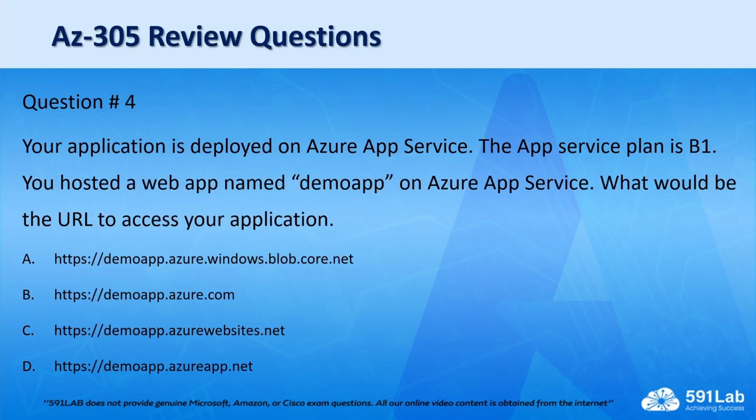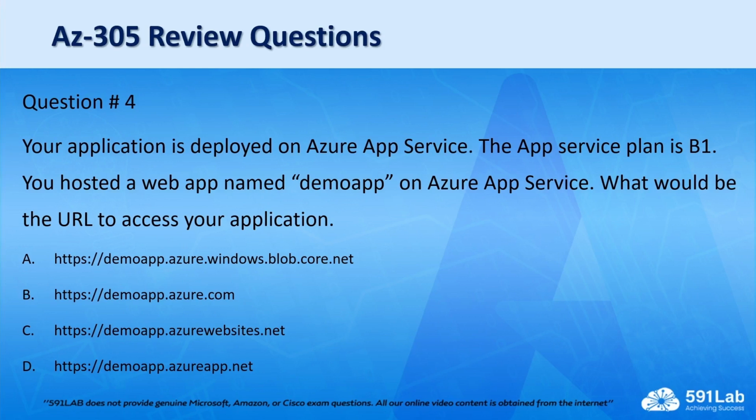Your application is deployed on Azure App Service. The app service plan is B1. You've hosted a web app named Demo App on Azure App Service. What would be the URL to access your application? So read this question carefully. It says the application is already deployed on Azure App Service, and the app service plan related to that Azure App Service is B1.